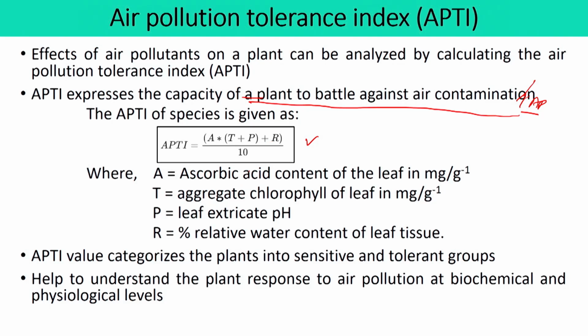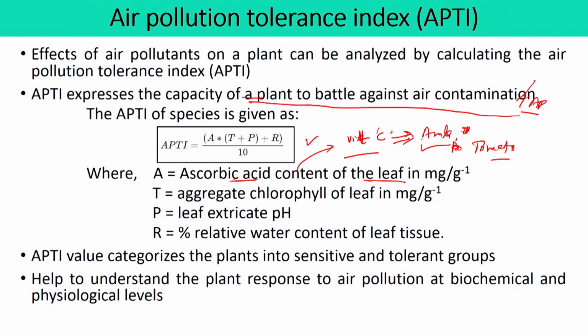Now, A is the ascorbic acid content in the leaf. Ascorbic acid is vitamin C. In the human body, you remember that our grandparents, doctors and everybody suggest that if you have weak immunity, you eat foods which have high vitamin C. For example, you use amla, you use nimbu. Even tomato is a very good source of vitamin C. Plants, similar to our body, also have ascorbic acid in them, and this ascorbic acid helps them fight against air pollution.